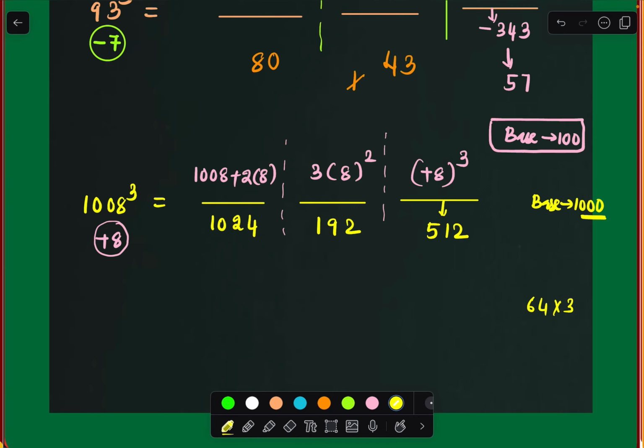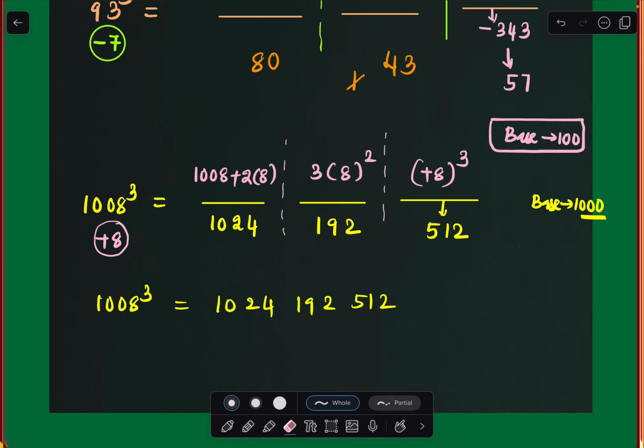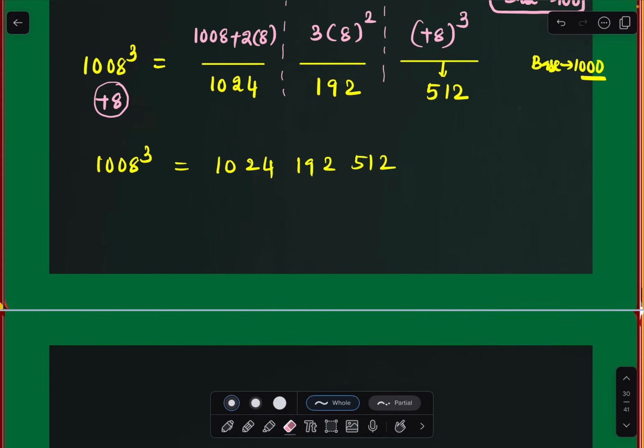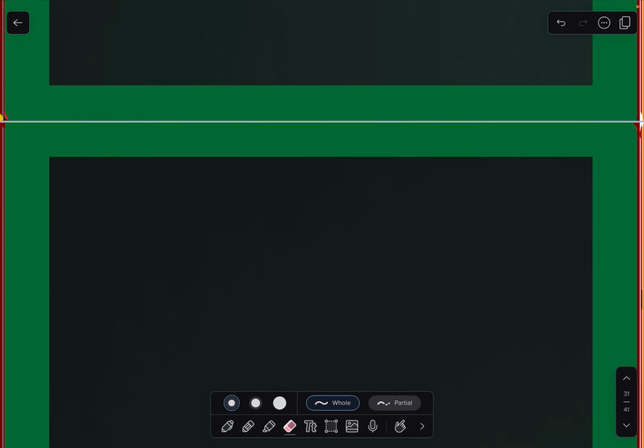So this is the number's cube. So 1008 whole cube value is equal to how much? We will get 1024192, right? So in this version we can calculate the cubes of any number very close to the base very conveniently.